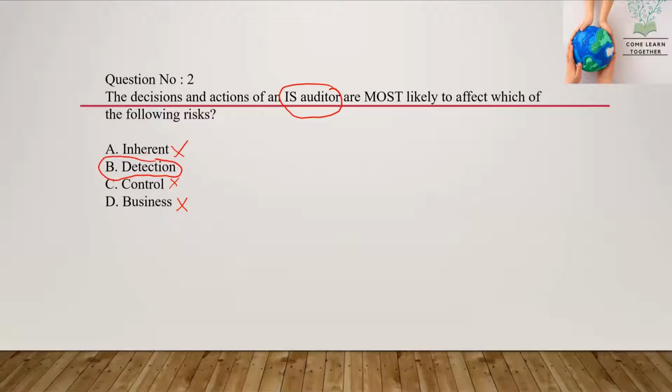But if we come from the logic point of view also, the IS audit or the audit exercise is always about detecting problems, detecting issues, detecting or identifying gaps and all these things. So it is all about detecting. Since he is detecting the things, his decisions and his actions can affect the detection of the problem itself. So that is the only risk from the logical point of view.